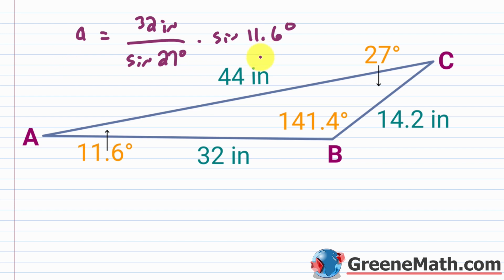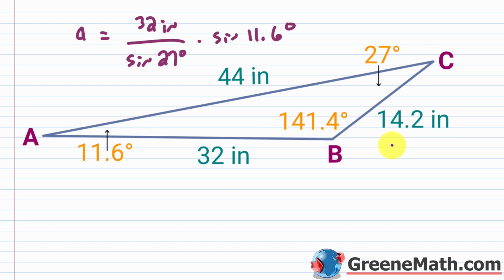And I get about 14.2 if you round to the nearest tenth. So that's where this 14.2 inches is coming from. So again, this would be our second triangle. We found that this length right here for this side, opposite of this angle A, we call this little a, is 14.2 inches.